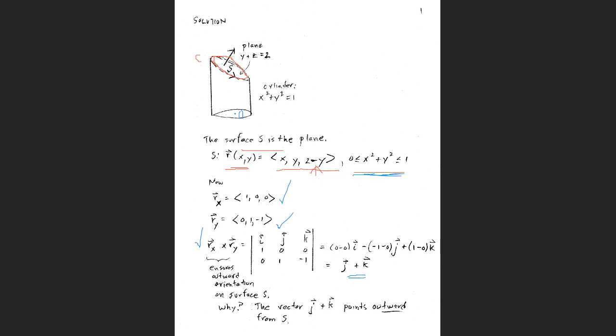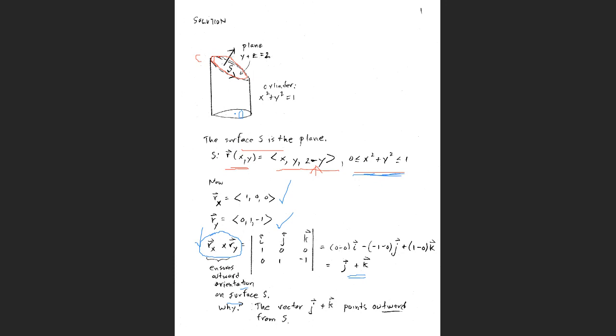Now remember, when you do the cross product, you can do it in two different orders. You can do the derivative r sub x cross r sub y, or you can do the derivative r sub y cross r sub x. Well, you need to do the cross product so that you get the correct orientation on the surface S.